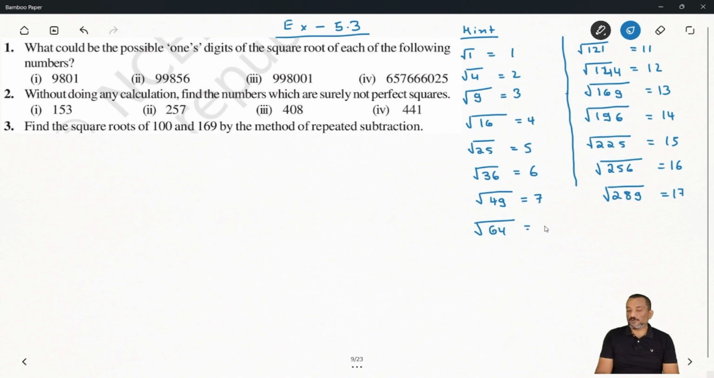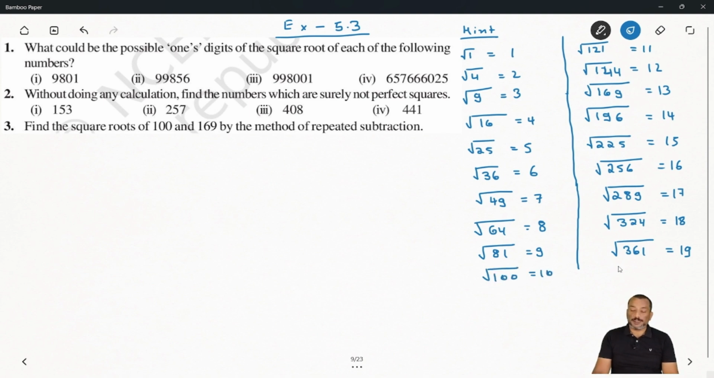Square root of 64 you will get 8. Same way, square root of 324 you will get 18. And square root of 81 you will get 9. Same way, square root of 361 you will get 19. Last one, square root of 100 you will get 10. And square root of 400 we will get 20. So now you can use this table. So based on that you can get an answer.